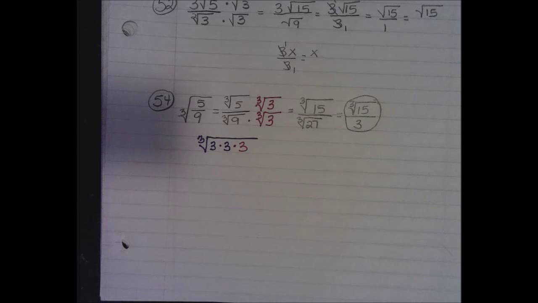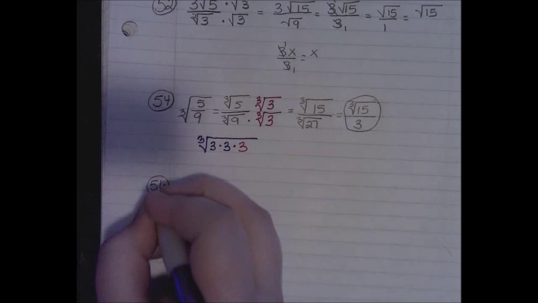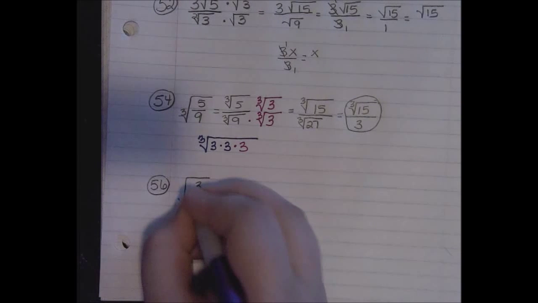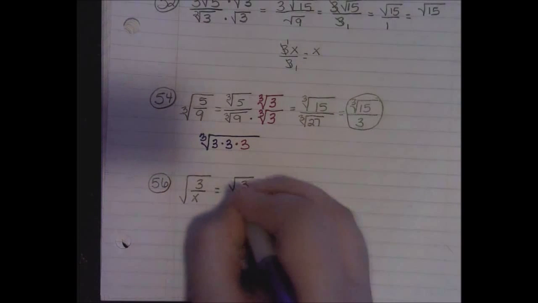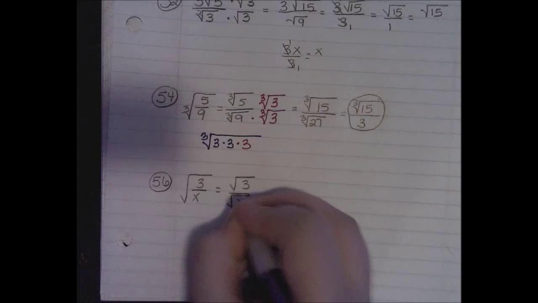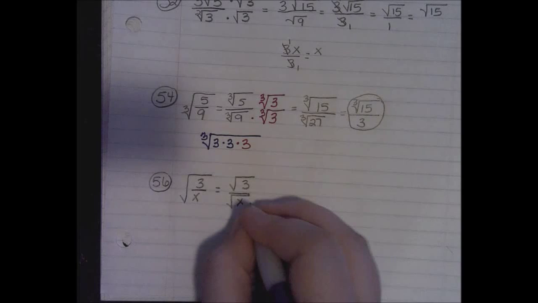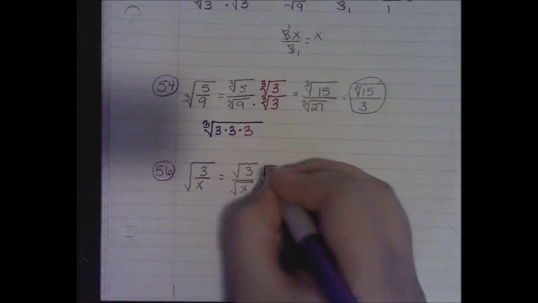Okay, so next we're going to move on to number 56. They're going to add some variables in here for us in this problem. So on number 56, I have the square root of 3 over x. Remember, we can break this apart to be the square root of 3 over the square root of x. The whole goal is to get the radical out of the denominator. So I am going to multiply by a square root of x on the denominator and on the numerator.